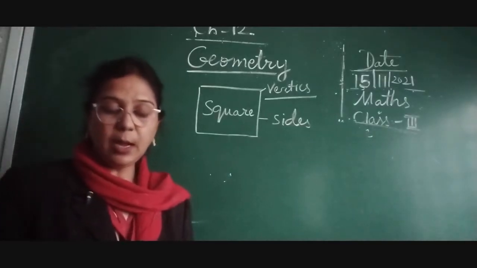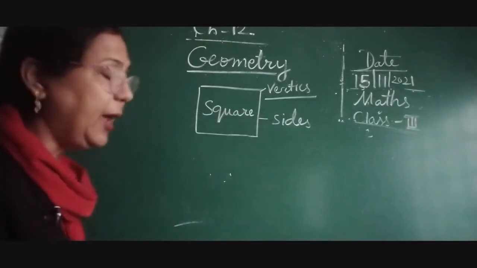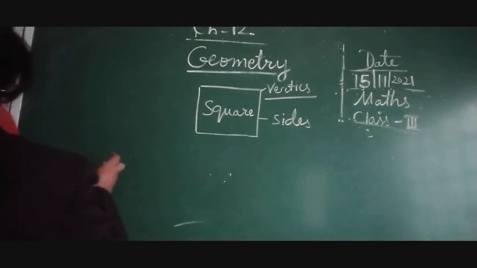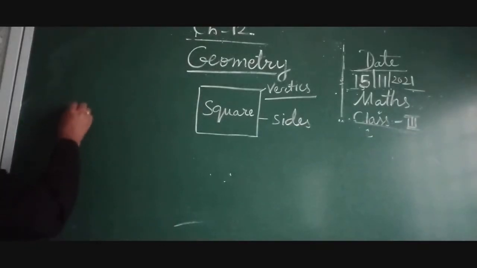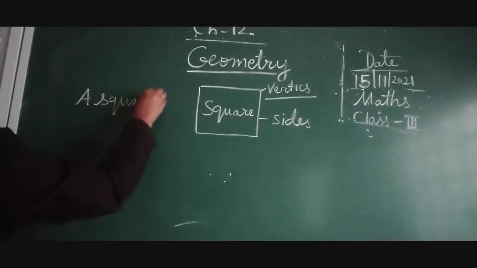So children, I am going to write the details of this shape, the square. Write it down. A square has 4 sides.